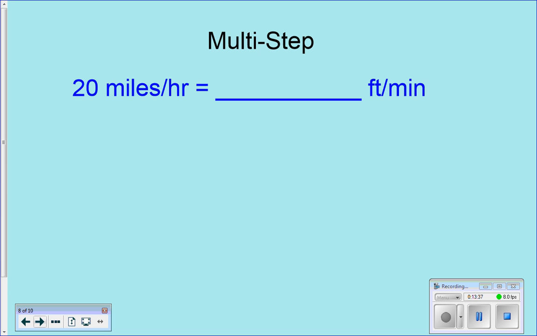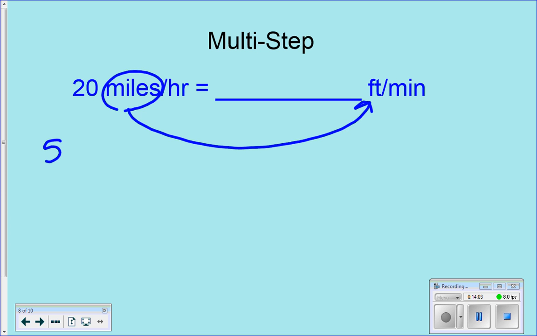So I like to do it one step at a time, and I think that's probably the smartest thing to do. I have 20 miles an hour, and I want to change that to how many feet in a minute. So the first thing I'm going to do is change this. Guess what I'm going to change this to? Feet. So don't even think of what's behind it. If I'm going to change 20 miles to feet, what am I going to do? 20 times 5,280.